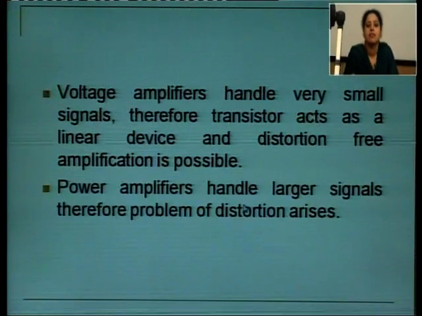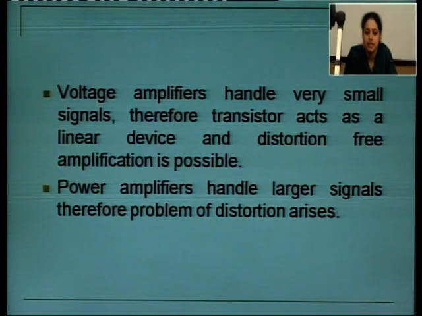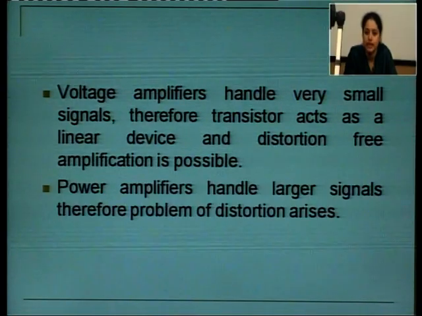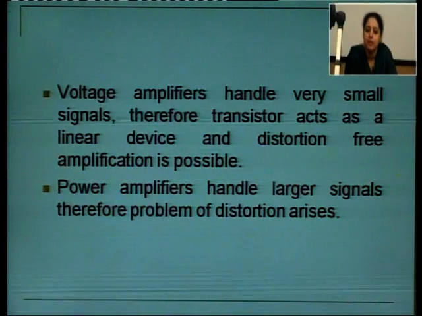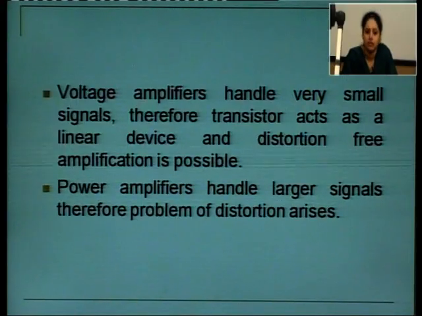Voltage amplifiers handle very small signals, therefore the transistor acts as a linear device and distortion-free amplification is possible in the case of voltage amplifiers because very low or small values of signals are used. But in the case of power amplifiers, they handle much larger signals, therefore power amplifiers have the problem of distortion.